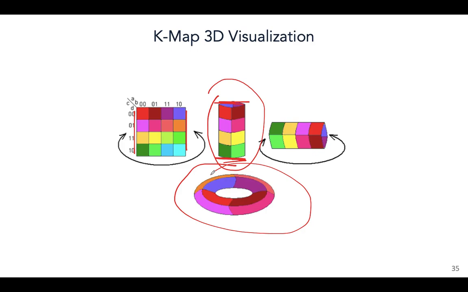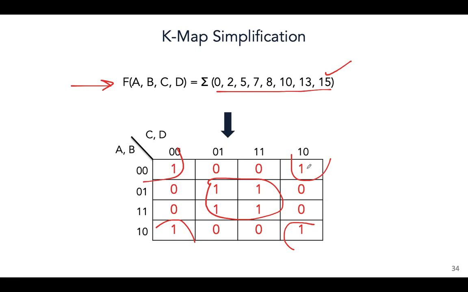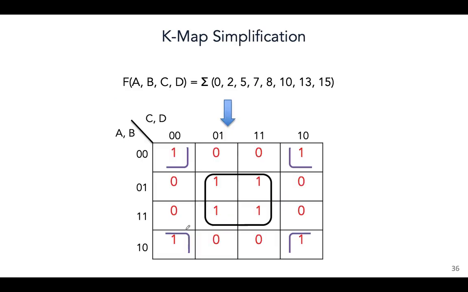So a 3-variable K-map looks like a cylinder. A 4-variable K-map is supposed to look like a donut, which means that this cell is adjacent to this cell and this cell is adjacent to this cell, which is why these corner ones are actually part of the same group. Okay, so these are the groups that are formed now. Again, we have 2 groups. And now the next step is to give names to these groups.